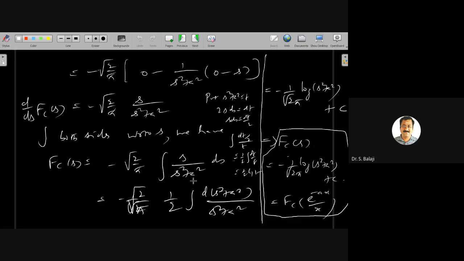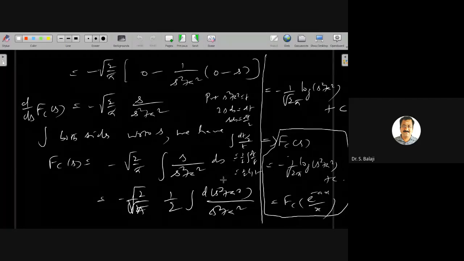Okay. Right. It is obviously the differentiation of the denominator equal to the numerator. 2s ds, here s ds. If you want to eliminate that 2, you multiply by 1 by 2. Here 2s ds comes when you differentiate s square plus a square. So 1 by 2 of the integral, because an additional 2 is getting here. This s ds can be written as the differentiation of s square plus a square by s square plus a square.